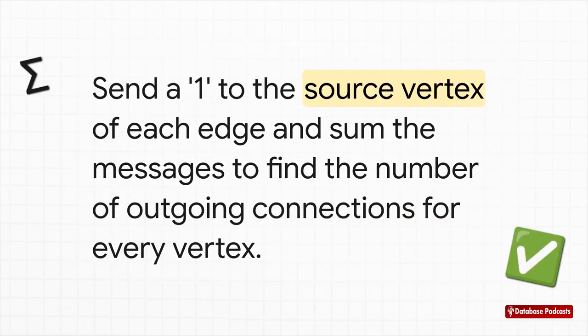Easy enough. Now, let's put those 2 simple ideas together for a second. What if we send a 1 not to the destination, but back to the source of every connection, and then we just sum up all the messages? In one single operation, boom, we've just calculated the out degree, the number of outgoing connections, for every single vertex in the entire graph. Think about how hard that would be in SQL. That is the power of this approach.